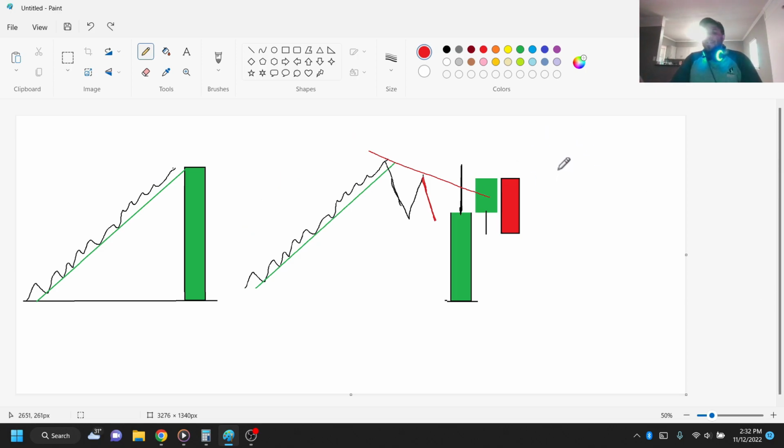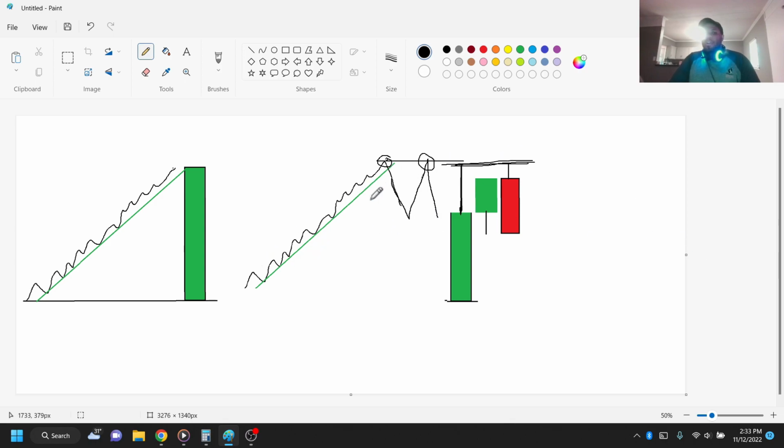Let's modify it a little bit. Let's say that it did one of these. Let's say before it broke down, it tested the high, gave you a wick up top. So it did one of those. So what does that look like? Well, that now looks like this. So do you not now have a double top? A micro double top? But how many of you would see this rejection here and see that this is a double top?